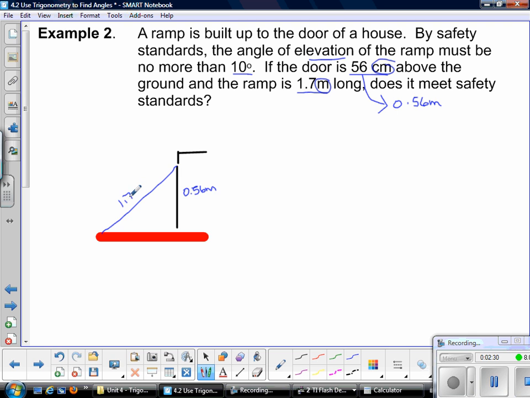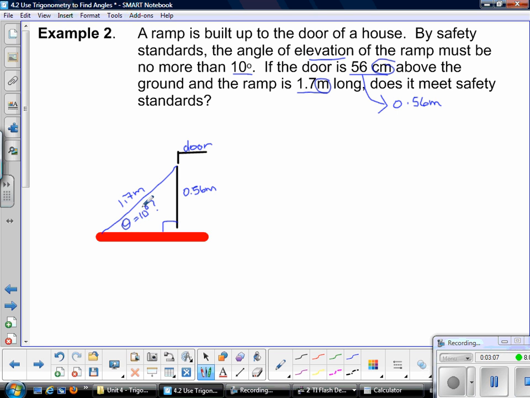I also know, according to this, that the length needs to be 1.7 meters long. And I'm questioning whether this theta, does that theta equal 10 degrees? I don't know. So that's what we need to find out. We need to find out whether that is 10 degrees or not. And if it's not, then we're not up to safety standards. So you can see that we've created this, my door, the bottom of my door. Again, it's 0.56 meters from the ground, and the ramp is 1.7 meters long. So I want to know if that's 10 degrees or not.